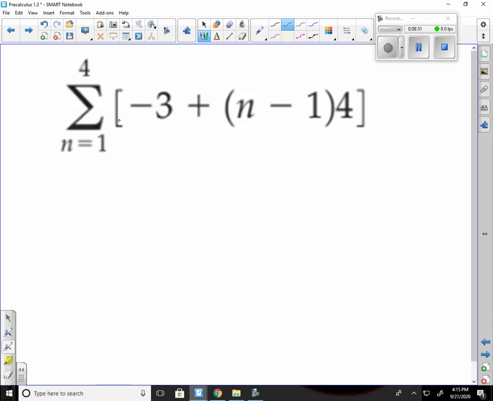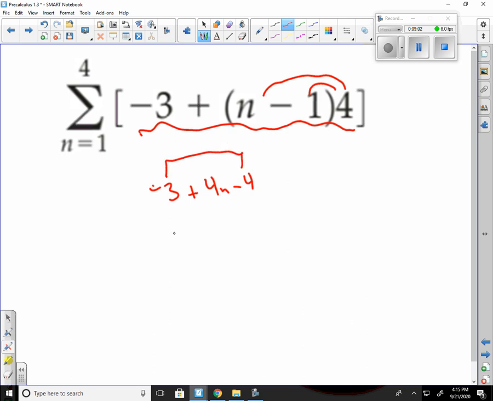Try this one on your own. It looks a little more complicated, but it's really the same thing. The first thing I would do on this one is, this looks like our exact explicit form that we're given. So rather than actually put our numbers in here, I'm going to simplify this first, because I know that I can distribute this 4 to both of those. So it's going to be -3 plus 4n minus 4.